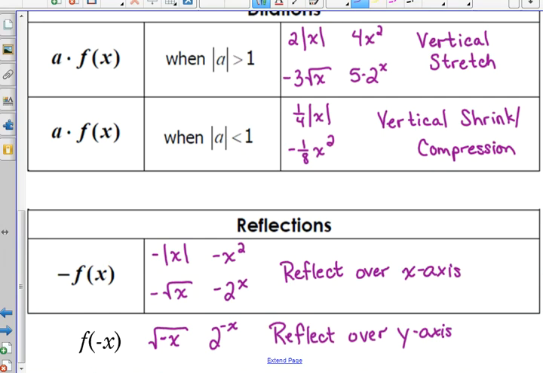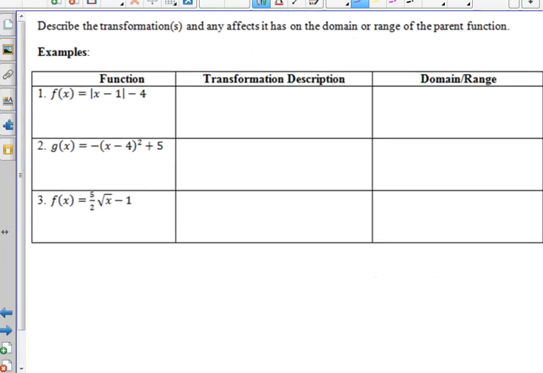All right, so that's all fine and dandy. The reality is the majority of the time we're not going to just be observing one single transformation at a time. A lot of times they will be combined. So let's look at some examples on the back. We're going to describe these transformations and any effects that it has on the domain or the range of the parent function. So in some cases it will change, in some cases it will not.